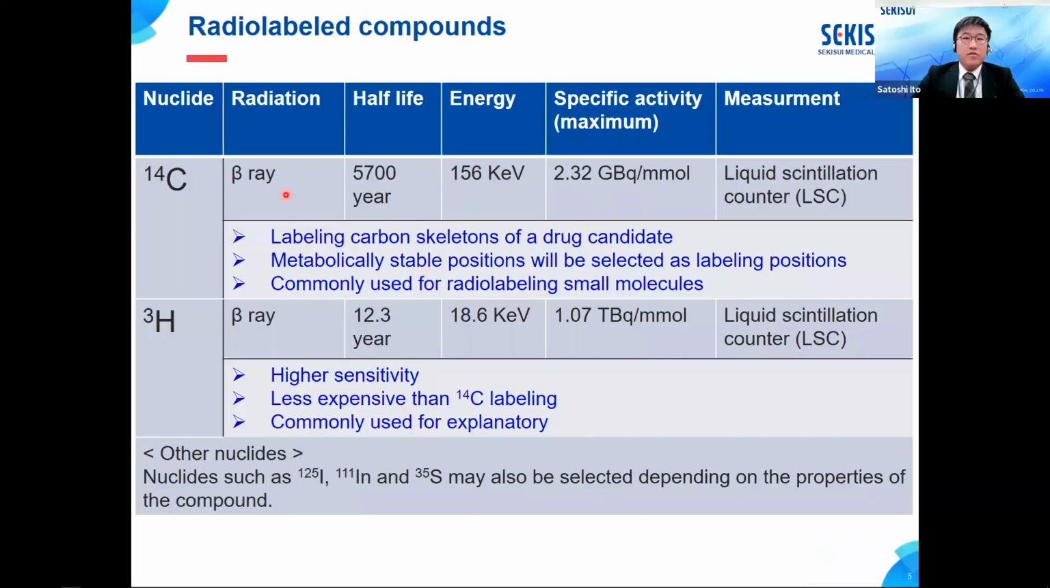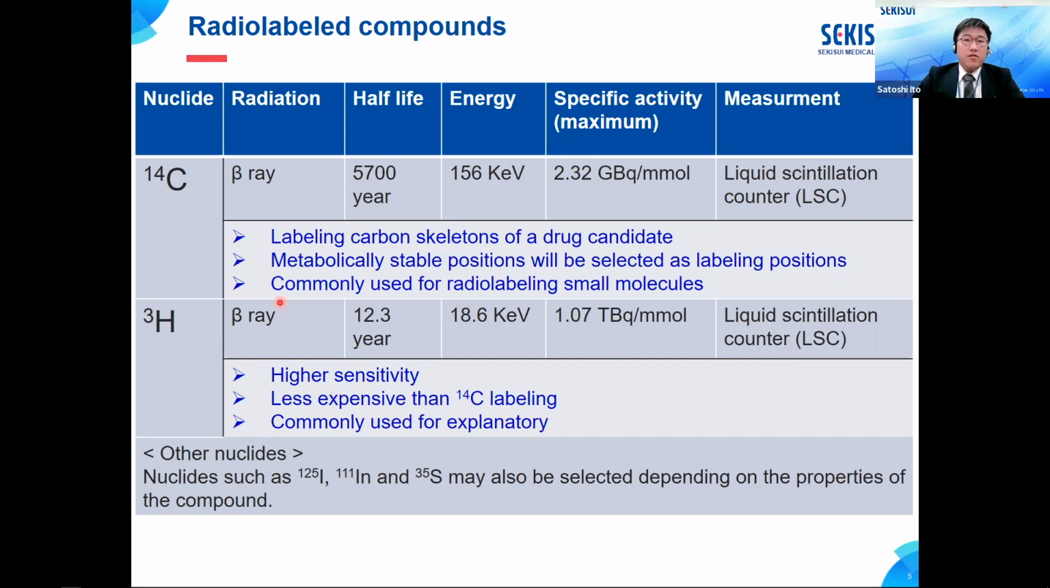This table shows typical radiation nuclides used in ADME studies. Typical nuclides are carbon-14 and tritium. Carbon-14 has the advantage of being able to directly label the carbon skeleton of a compound by selecting a metabolically stable position, making it the most widely used nuclide in small molecule compounds.